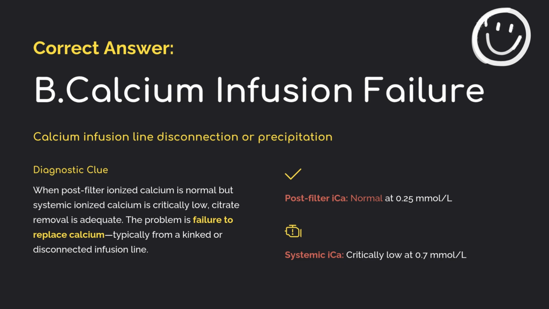That failure is usually due to a kinked or disconnected calcium infusion line. So in this case, the post-filter ionized calcium is normal, around 0.25, but the systemic ionized calcium is critically low, about 0.7. That pattern confirms a calcium infusion problem, not citrate toxicity.